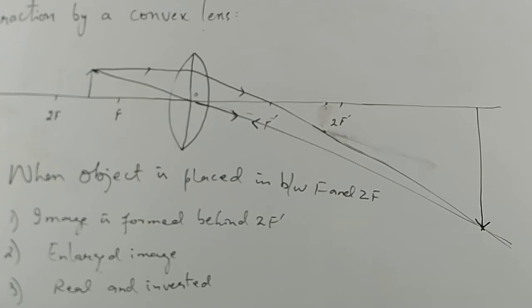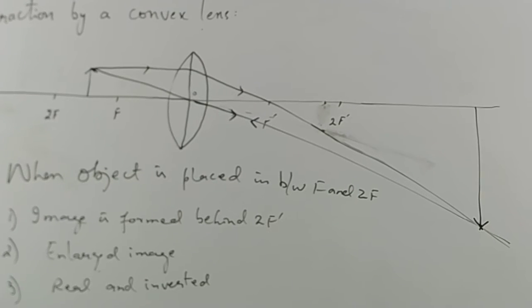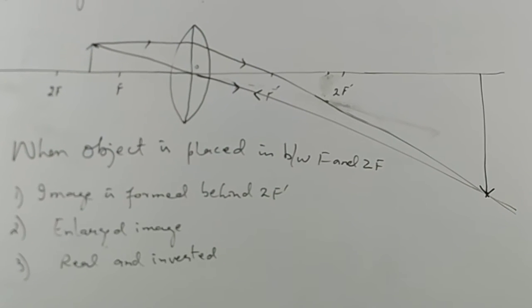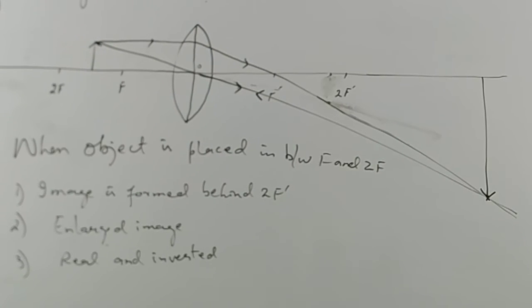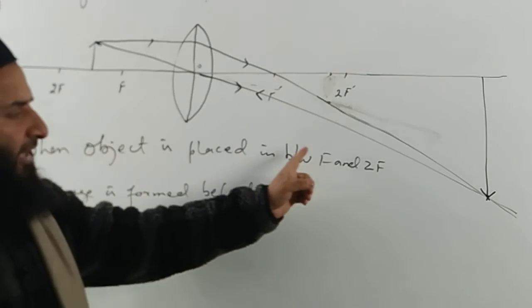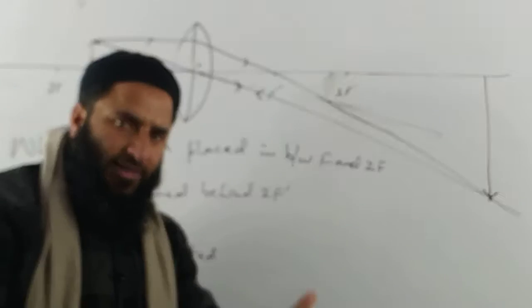If it were virtual, I would have made a dotted structure. Please check it, look at all these points. The object is placed in between F and 2F and the image is formed behind 2F. You can check it. So this was our first case, when the object is placed in between F and 2F. Let us check the second case now.